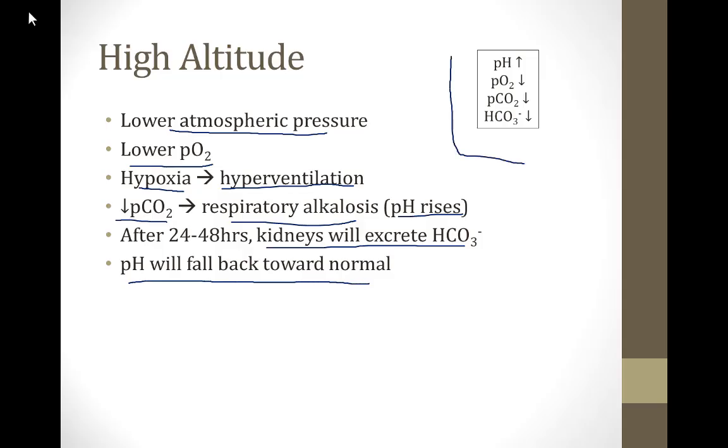So up here on the right side of the screen, I've summarized the findings you would see in a person living at high altitude. They would have a high pH, a low PO2, a low PCO2, and a low bicarb. And all these are normal responses of the body to the hyperventilation that's caused by low PO2 and low atmospheric pressure.